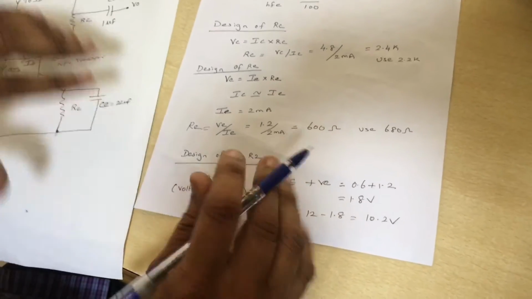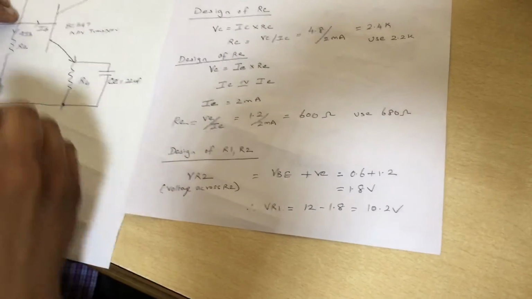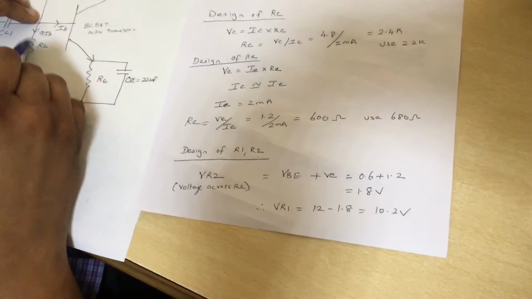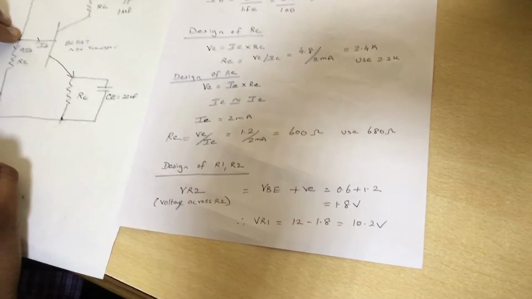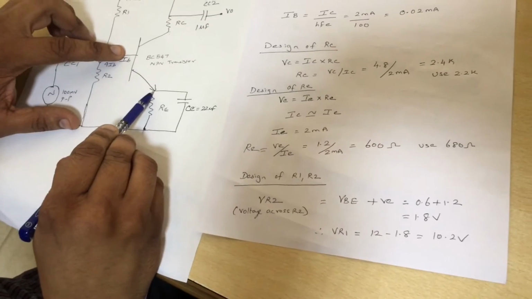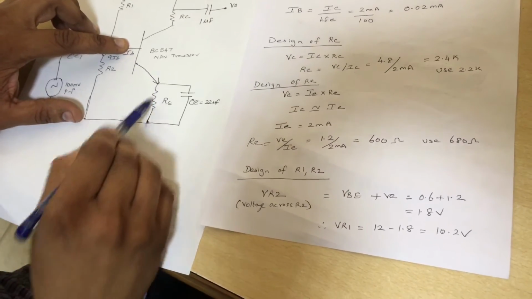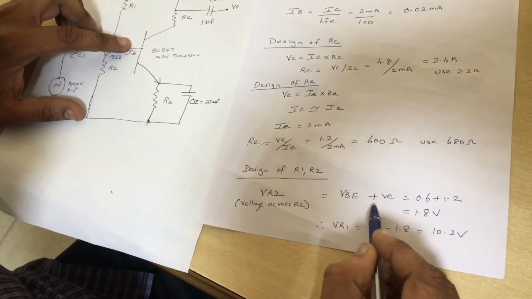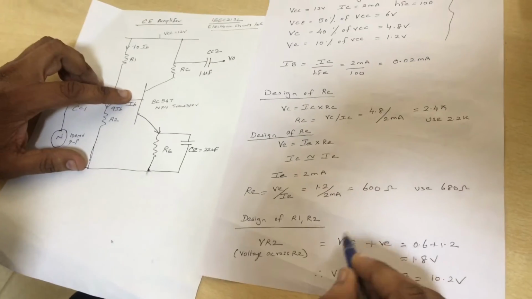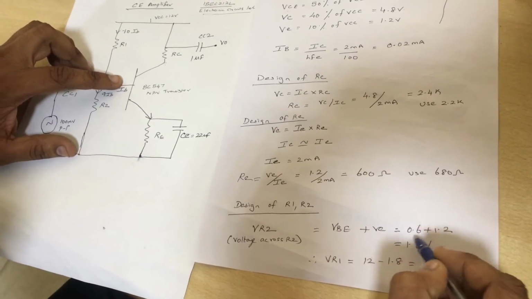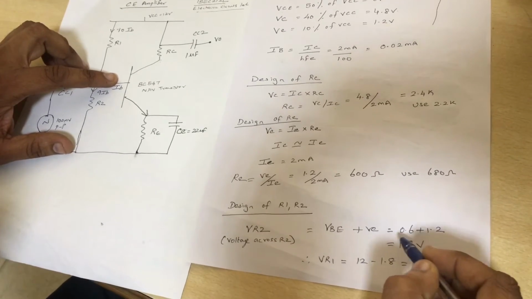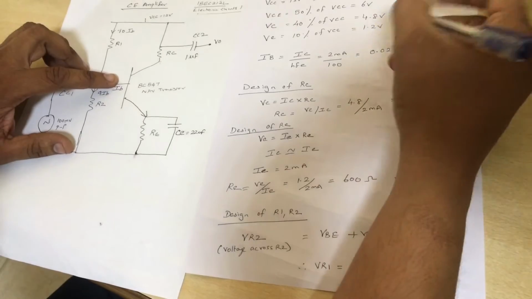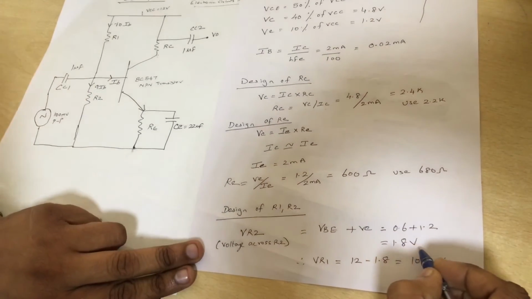For the design of R1 and R2, we know the voltage drop across R2 is VR2. The voltage drop across this is VR2, which is nothing but the drop across the base-emitter junction plus the drop across this resistor. So VR2 is VBE plus VE. For a transistor, the base-emitter voltage is around 0.6 to 0.7, so we're going to assume it's 0.6. And the drop across VE is 1.2, as given here, so it comes to 1.8 volts.